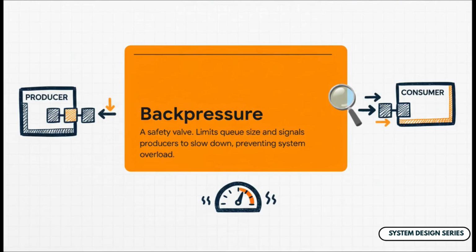Okay, here's another real-world problem for you. What if your producers are just way faster than your consumers all the time? Well, that queue is just going to grow and grow until it runs out of memory and crashes the whole broker. That's where something called back pressure comes in. It's a safety valve. The system can actually tell the producer, hey, slow down, or even stop it completely for a bit, which gives the consumers a chance to catch up and keeps the whole system stable.